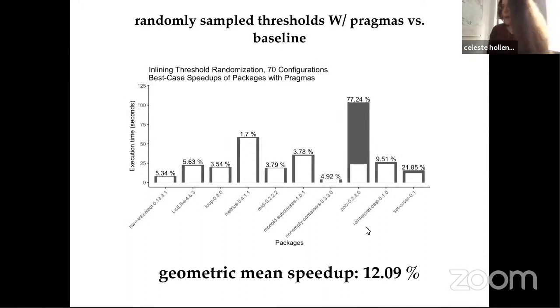So if we look at Poly again, before it was 60-something% with pragmas. If we do pragmas plus randomization, that brings it to 77.24% in the best case. And then there are also a number of significant speed ups. The only one that I think is less than 3% is this one right here with 1.7, but the rest are 3, 5, 4, 9, 20, 21.